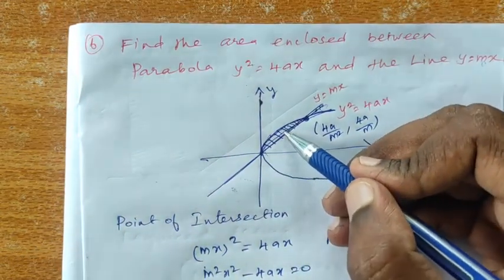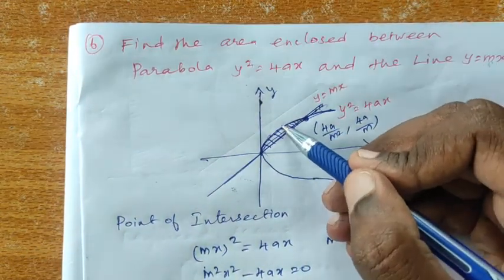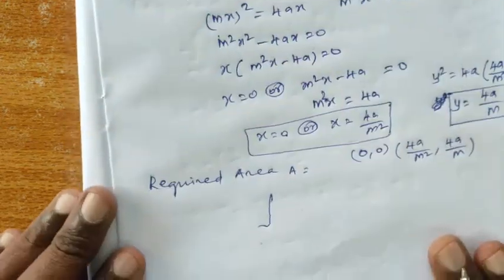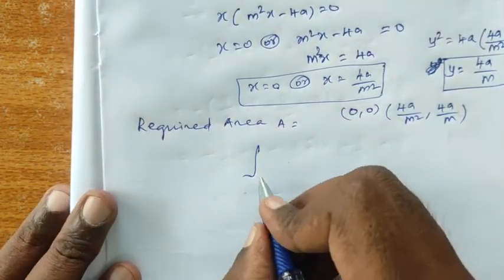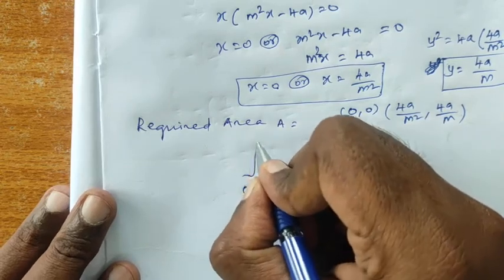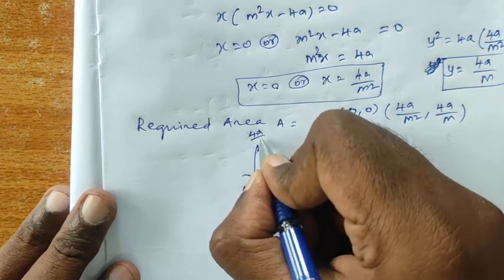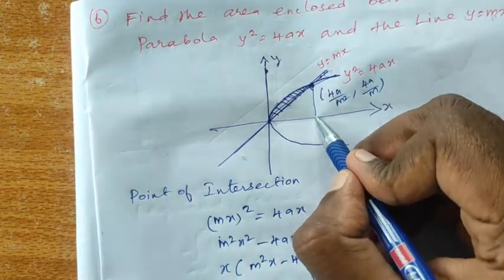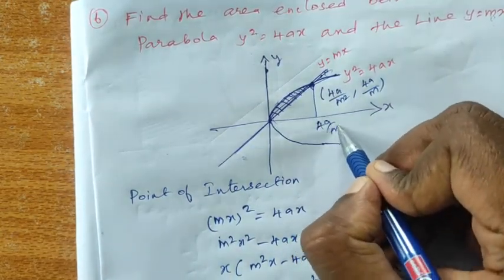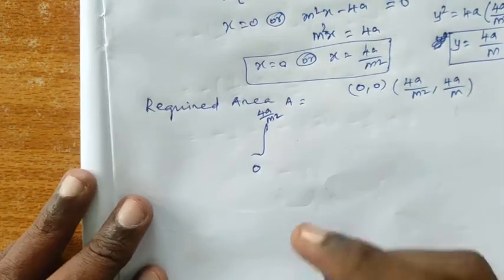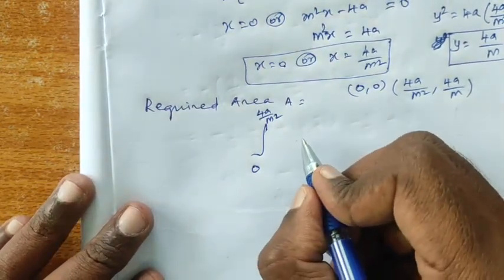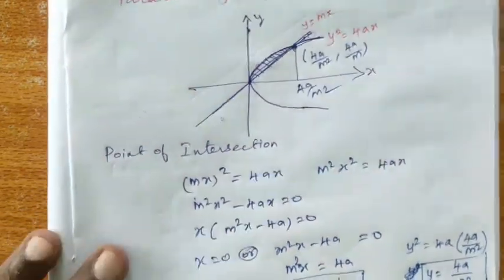So here the parabola lies above, so first you have to take the parabola, then the line. Integration a to b: instead of a and b, substitute 0 to 4a by m square. The limit on the x-axis is 0 to 4a by m square. So integration 0 to 4a by m square of (y1 minus y2) dx.